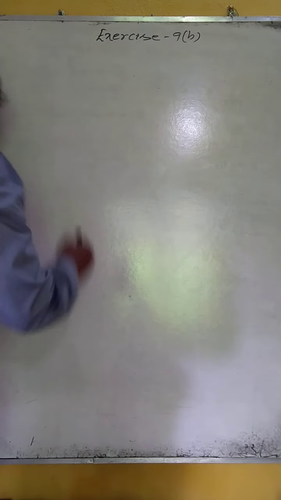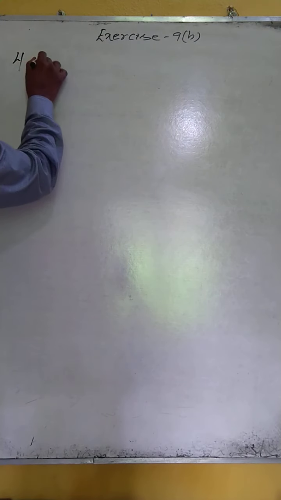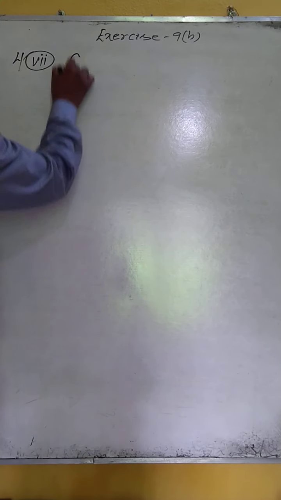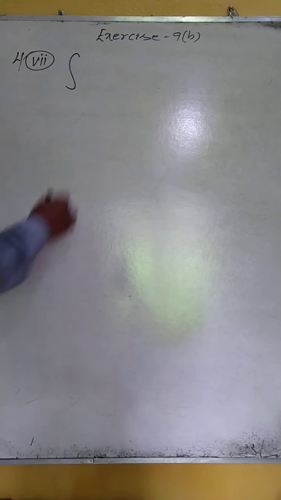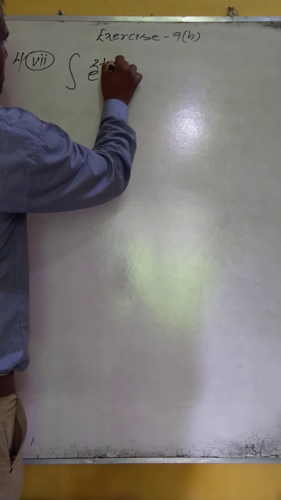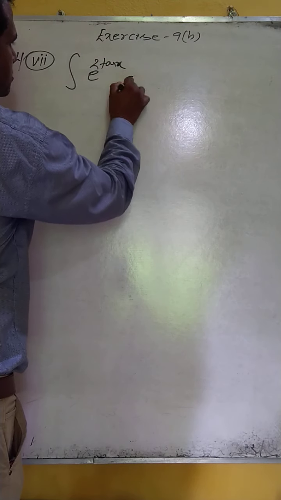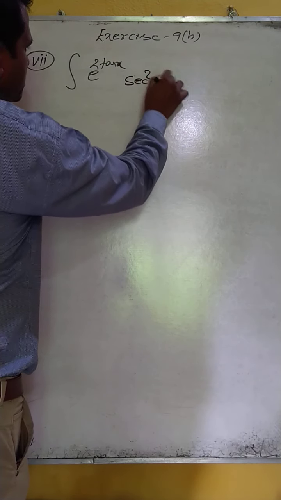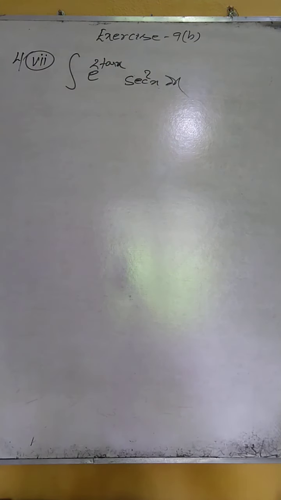Number 4, B double I, integral e to the power 2 tan x into sec square x dx.